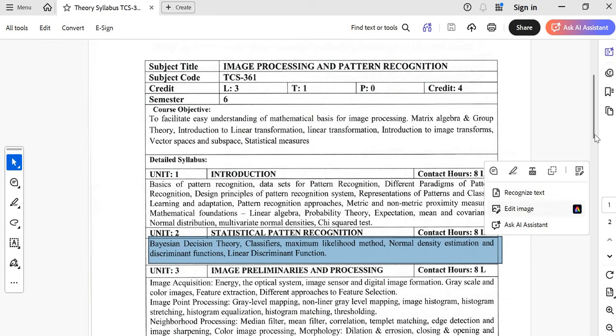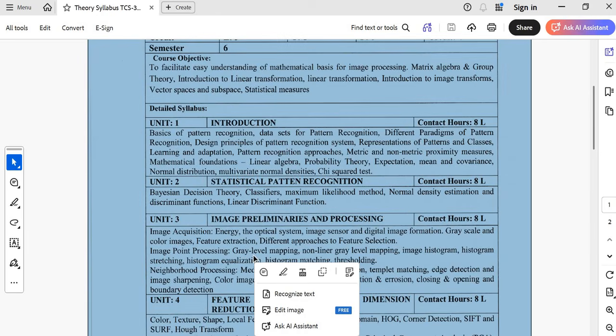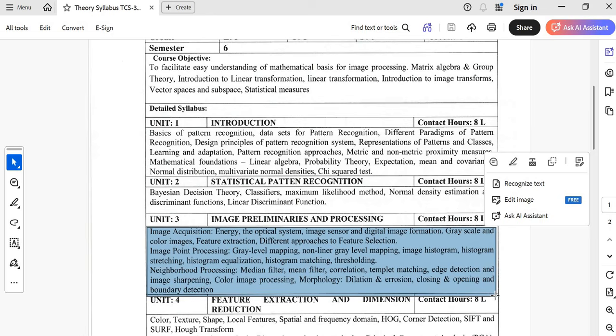So now we'll move to the next one. Next unit is image processing, and we can say it is preliminaries and processing. This is one of the most core units of this subject. So many more topics we can cover, like image acquisition. You can see in this unit image acquisition.